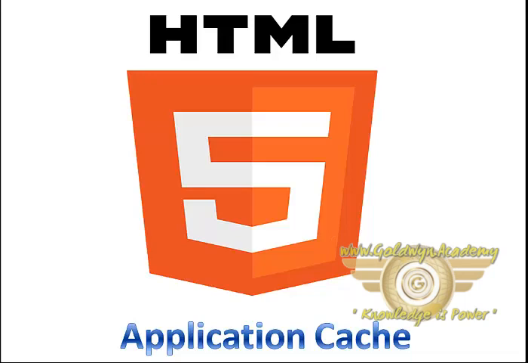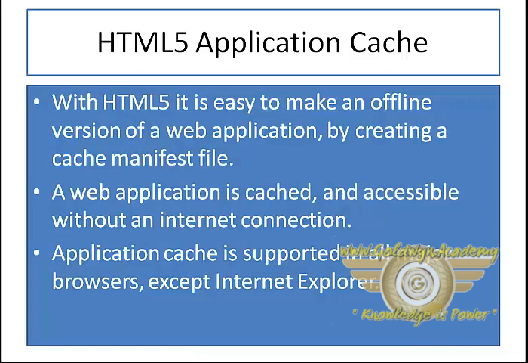This tutorial is all about application cache. Nowadays, in the web development industry, this is a buzzword. With HTML5, it is easy to make an offline version of a web application by creating a cache manifest file. We will look at what a cache manifest file is. When we proceed, a web application is cached and accessible without an internet connection. That is, we can use the application while we are offline. Application cache is supported in all major browsers except Internet Explorer.